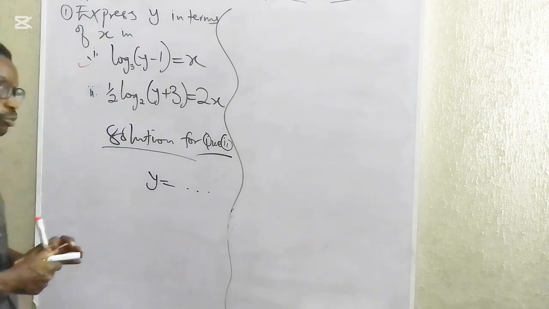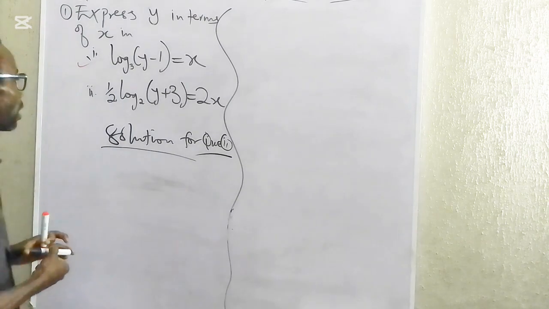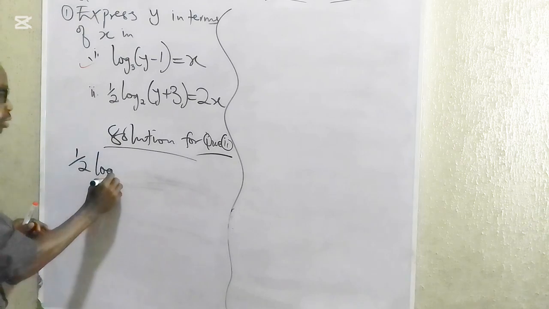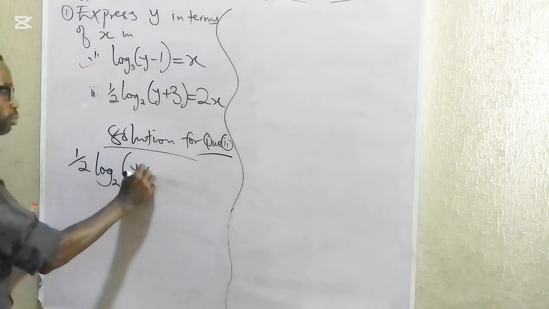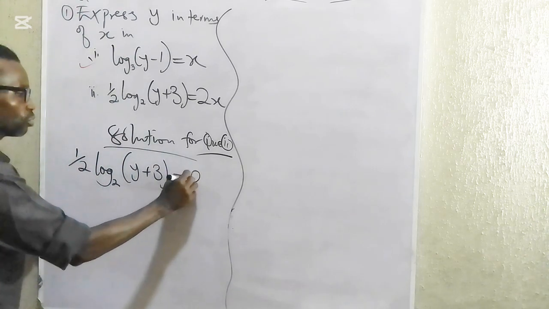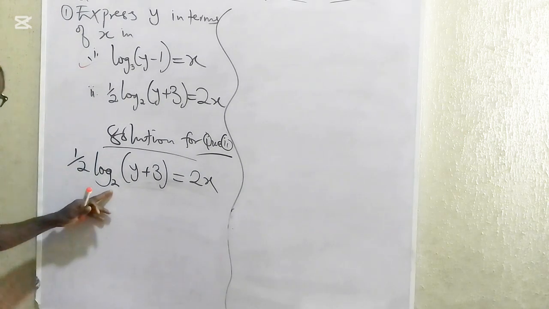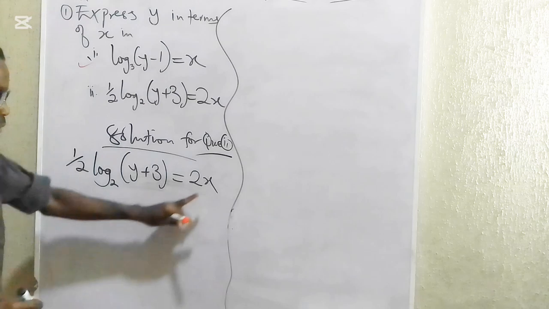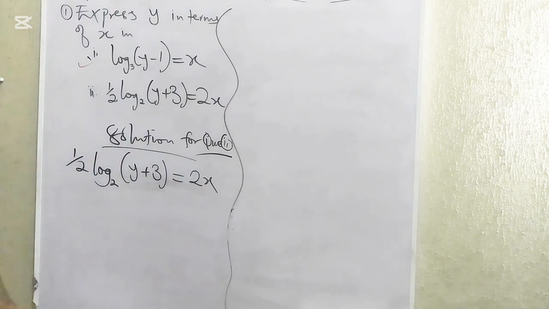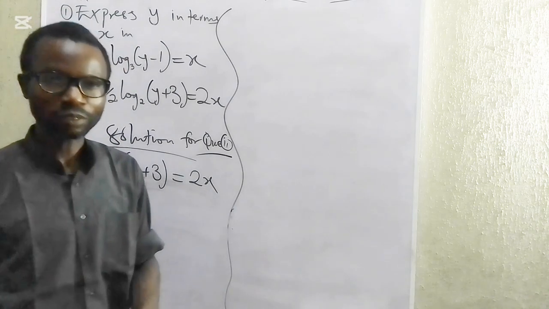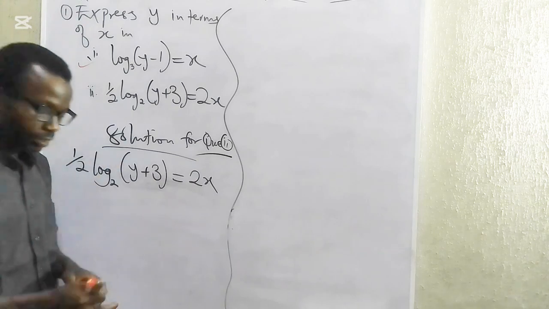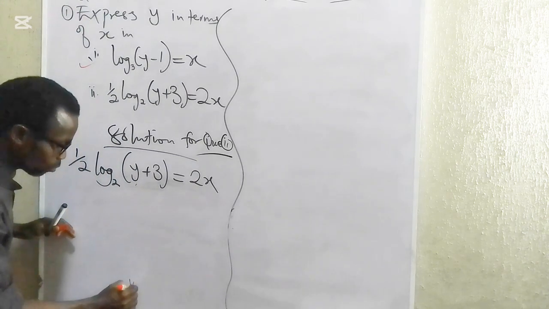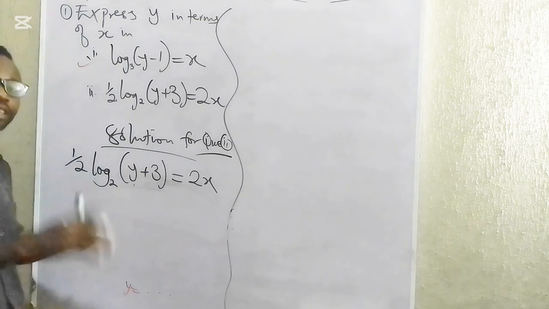So let's see what we have here. In this place, we have 1/2 log y plus 3 is equals to 2x. So half log in base 2 of y plus 3 equals to 2x. One thing I always say when we're doing change of subject formula is, what's the target? The target is this y. We want at the end to have y is equals to dash dash dash, whatever it is.